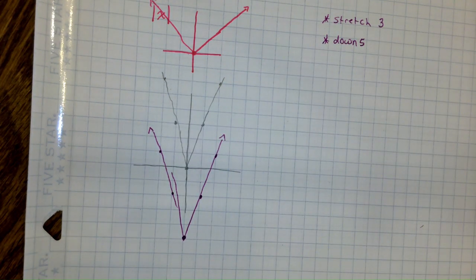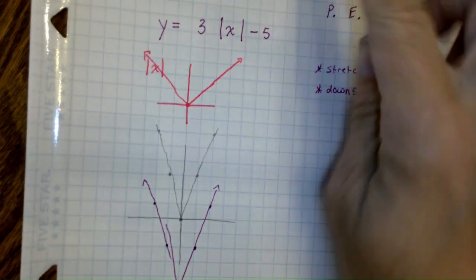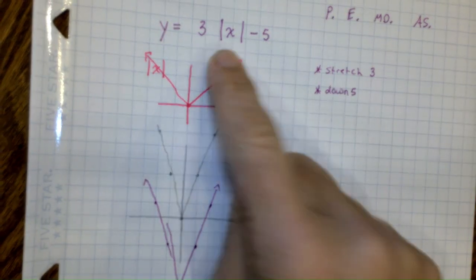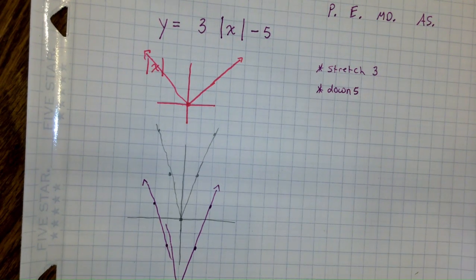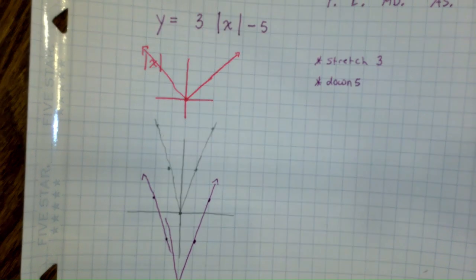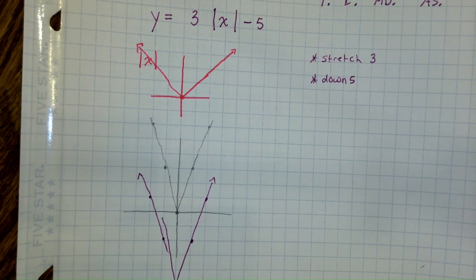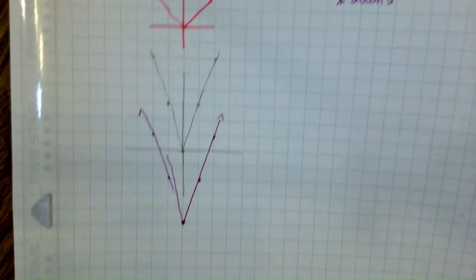All right. So there is going from an equation with a parent function being the absolute value graph and being able to graph it. Even though we really don't know anything about table of values or any of that, we're able to skip all that by taking the initial shape and moving it.